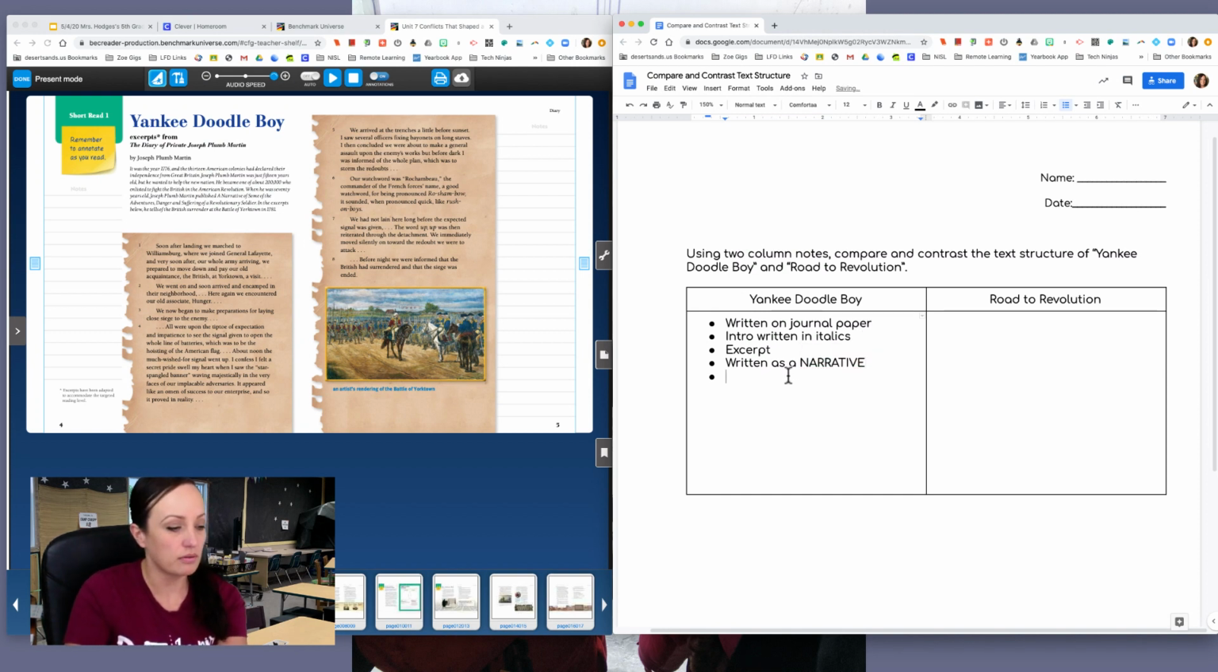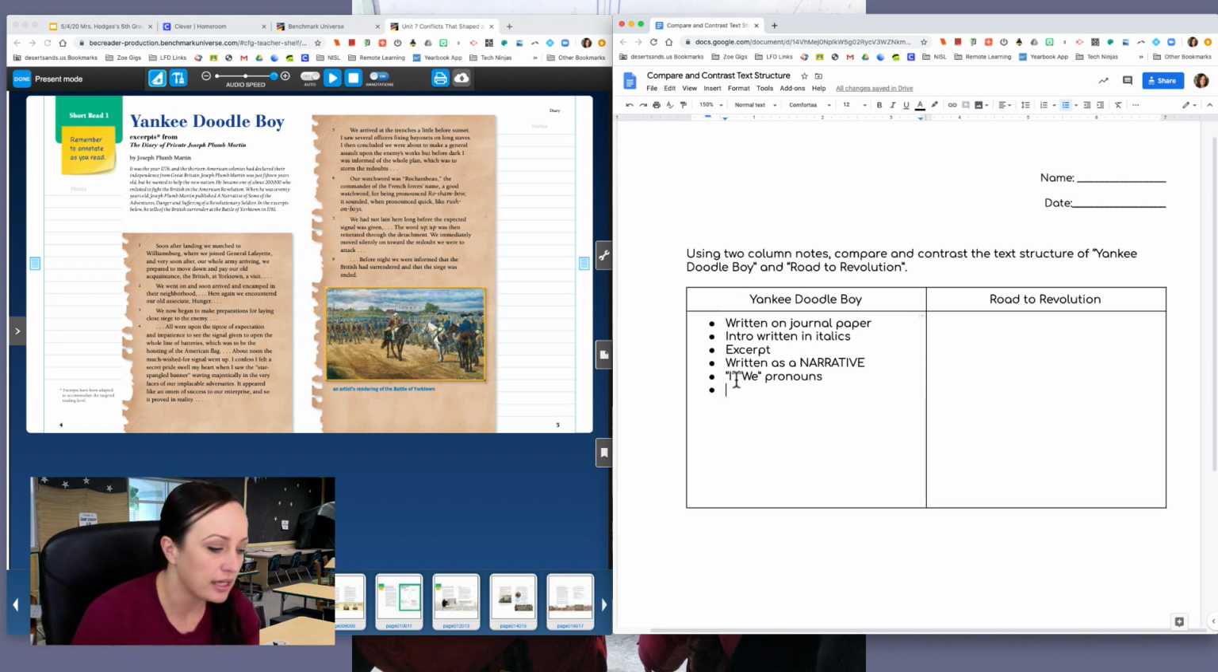If it's written as a narrative, it's going to also have, well, from whose point of view. This is written by the person saying I. So they're using I pronouns like the word I or we. And something else I've noticed looking at the way this is organized, is that it goes in order.